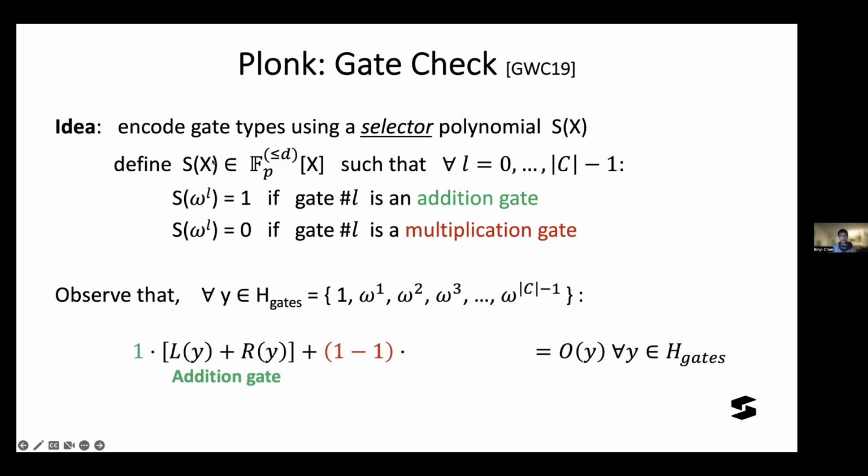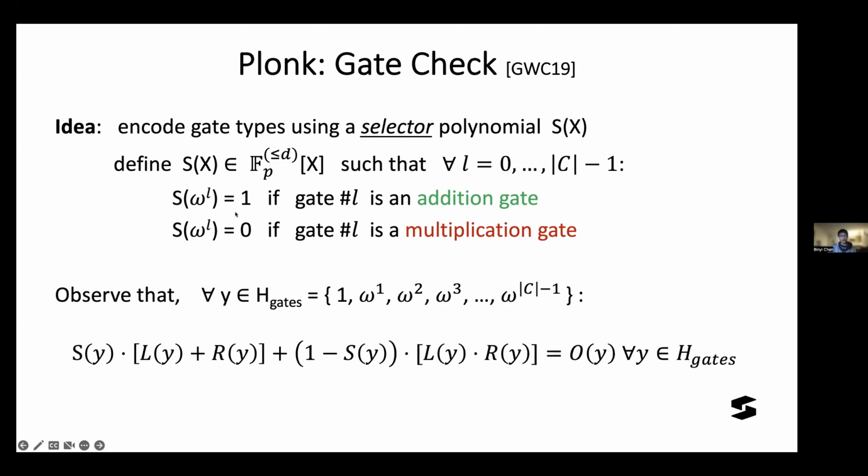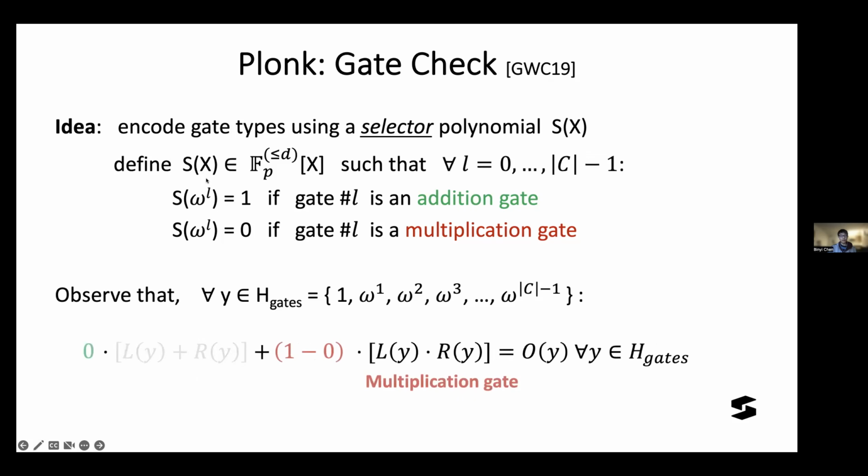So when there's an addition gate, we set S to be 1. So you can see the left-hand side is activated and the right-hand side is inactivated, turned off. So we obtain a constraint about addition gates. And similarly, if S equals 0, we obtain a multiplication gate. The right-hand side is activated, the left-hand side is turned off, and we constrain a multiplication gate. So that's the idea of Plonk, to unify everything in a single formula.